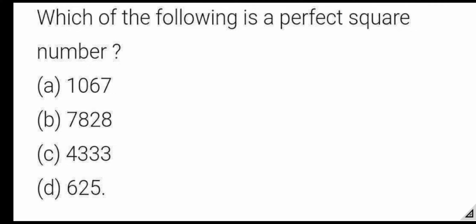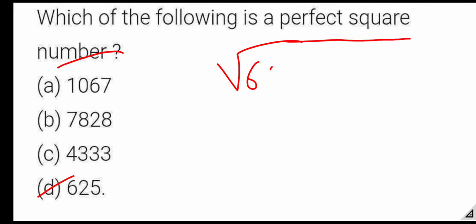Which of the following is a perfect square number? Now clearly 625 is a perfect square number because the square root of 625 is equal to 25. So option D is correct.